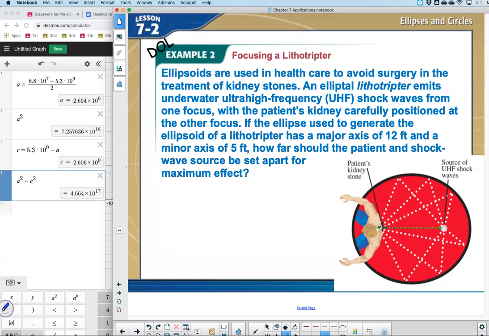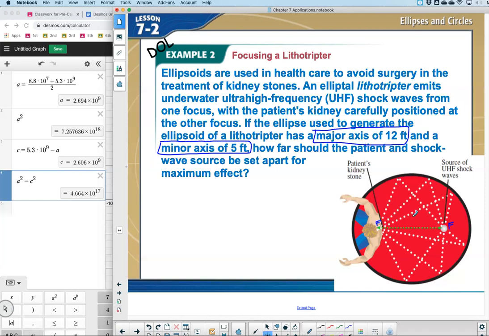From foci to foci, do we call that 2A, 2B, or 2C if it's 2 foci? Question, would this be 2A, 2B, or 2C? 2A would actually be vertex to vertex, or the major axis. Major axis will be your 2A. Let me ask this, what's the minor axis? Major axis is 2A. Minor axis is, very good, Hayley, 2B.